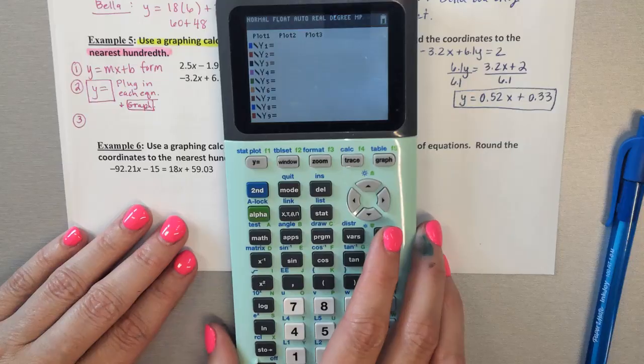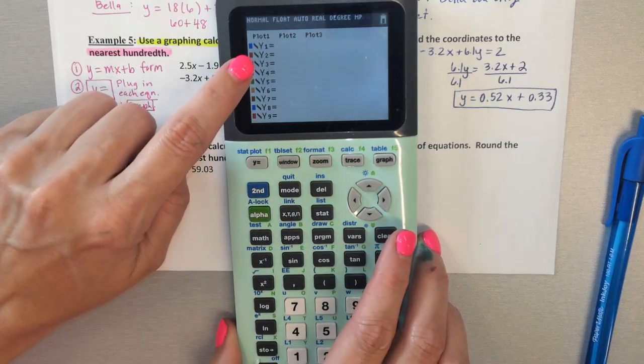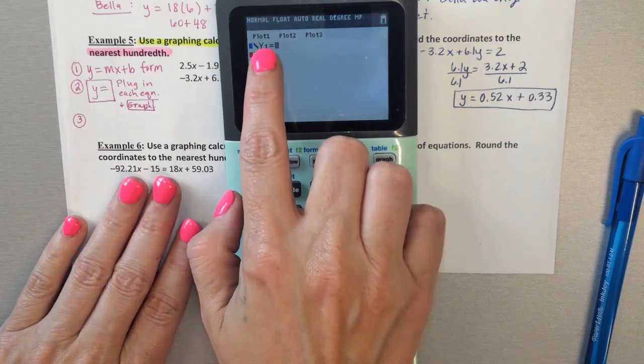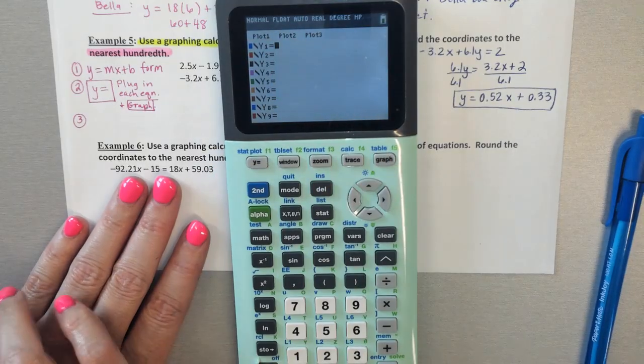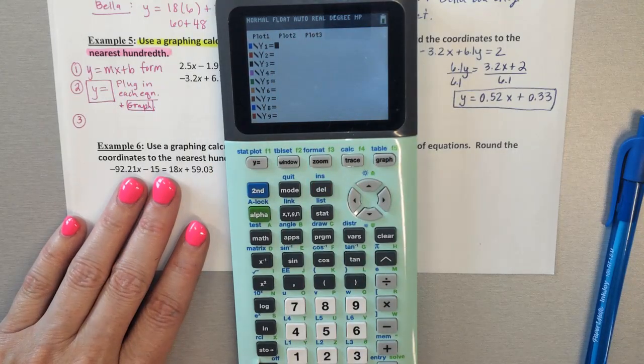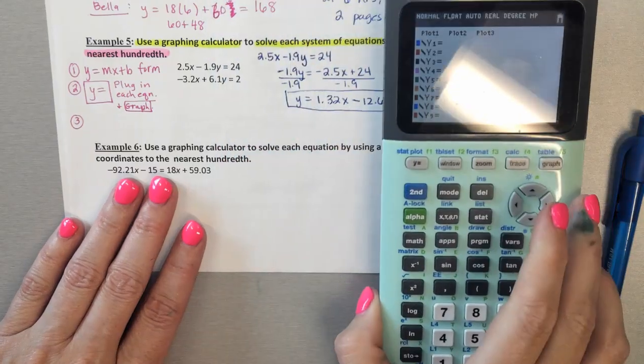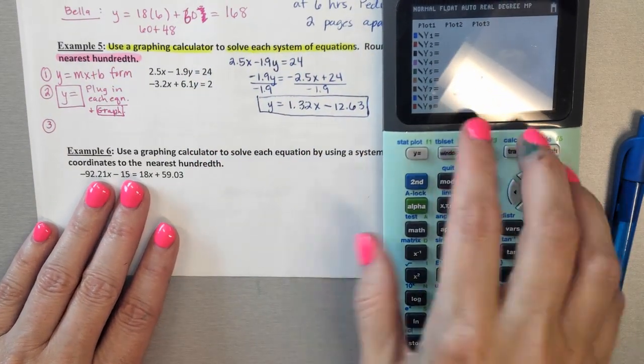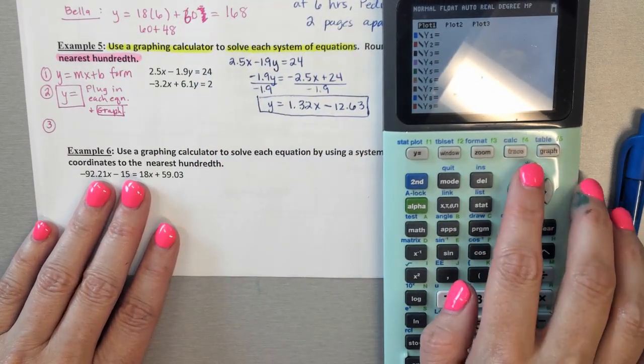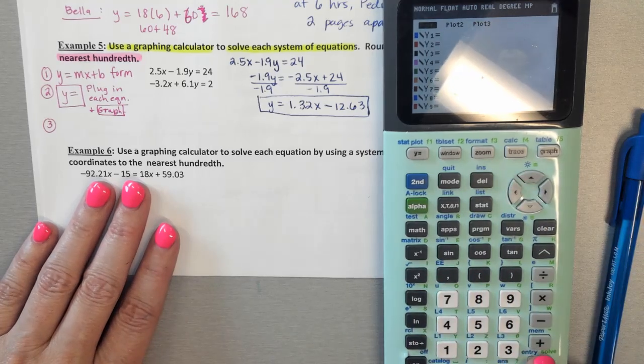Okay, now for y1, we're going to plug in the first equation. Also, make sure none of these are highlighted. If they are, when you try to graph, it will give you an error. If it looks like this, it's highlighted and you don't want that.